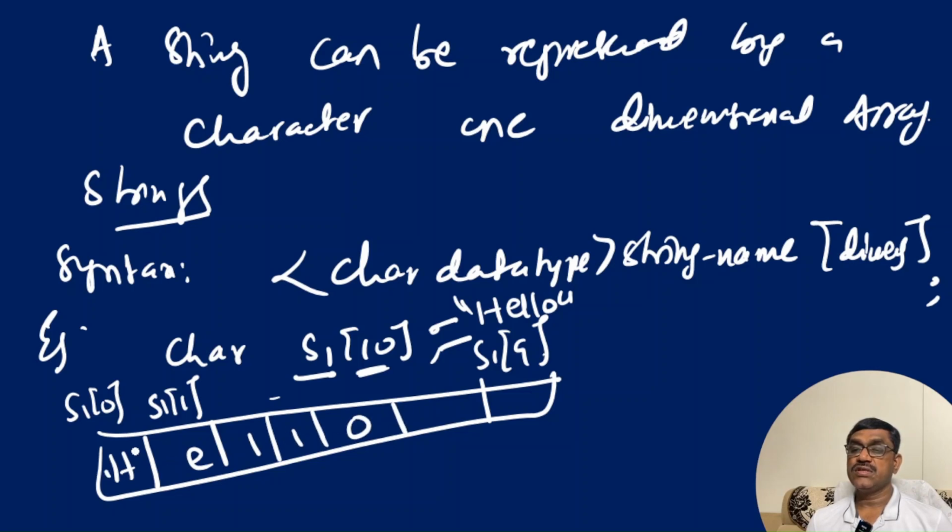Everything is internally stored as single characters. Finally, a null character is automatically inserted, and the remaining empty spaces are also filled with null characters. This is the internal representation when we assign hello to character array S1 of 10. Now, in how many ways can we represent a string? There are four methods by which we can represent a string.